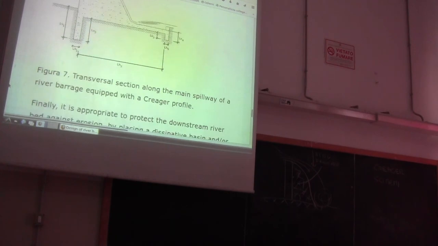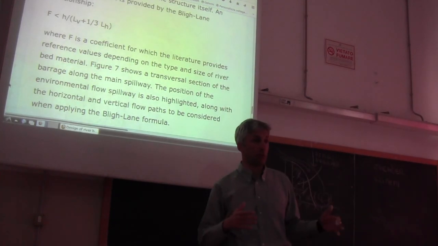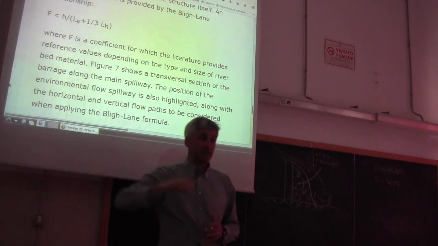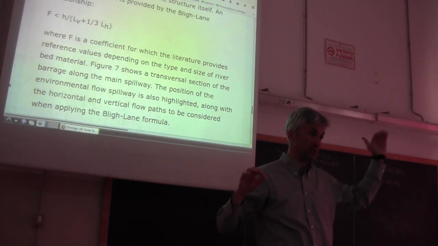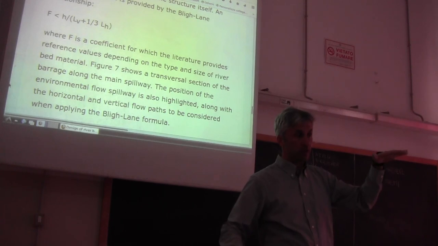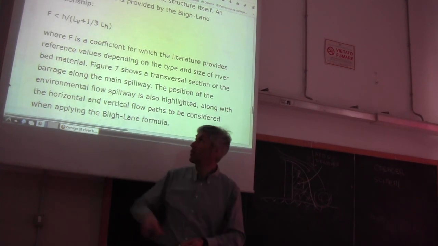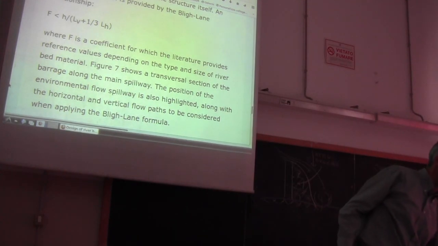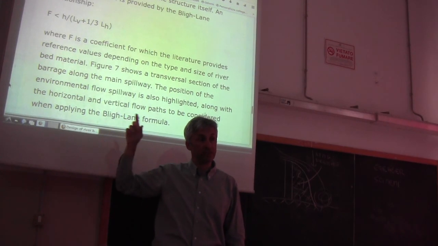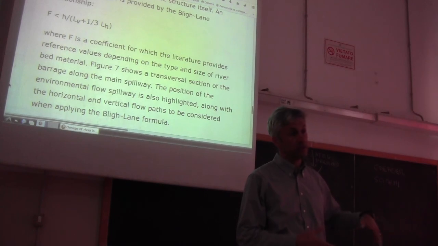And then there is an empirical rule, which is the Blight-Lane formula, which probably you studied also in geotechnics. There is a coefficient F that is computed by dividing H, which is the elevation difference between the water surfaces upstream and downstream. So you have water upstream, the barrage, water downstream, you compute the difference between these two water elevations and you get H, and then you divide H by the sum of the vertical components of the path plus one third of the horizontal components. And of course, you want F to be small. There are limiting values proposed by the literature. You can find them very easily if you Google the Blight-Lane formula. These limiting values depend on the size of the river, of the material that constitutes the riverbed.